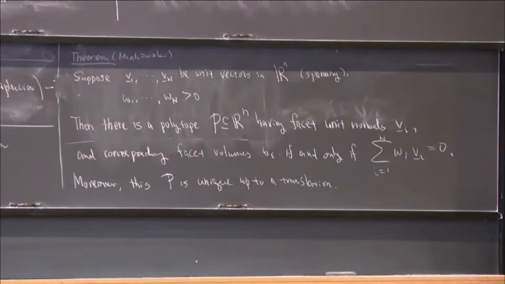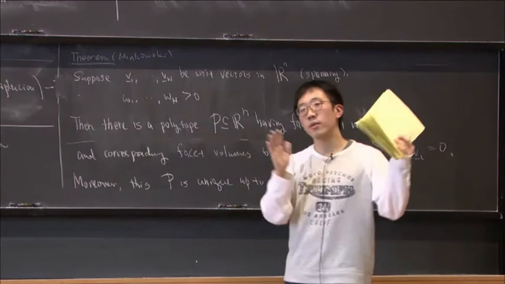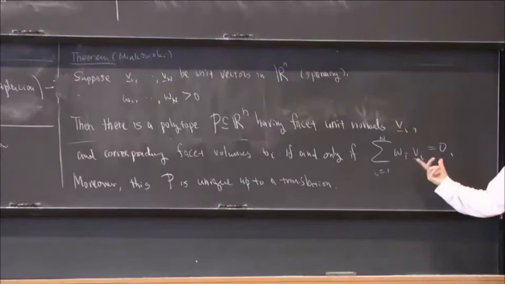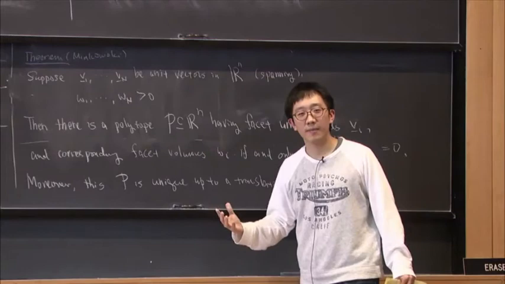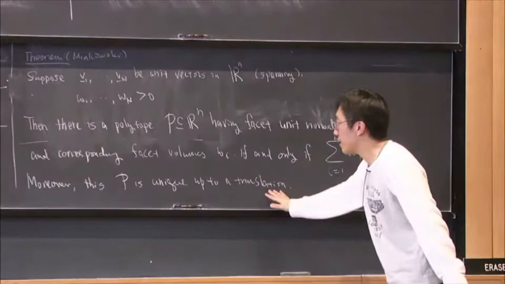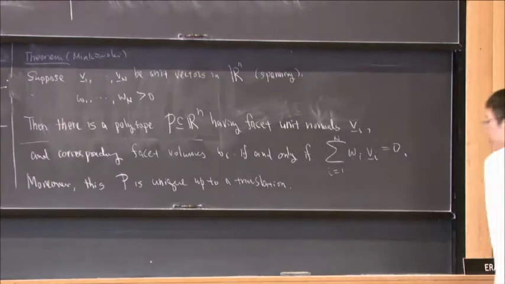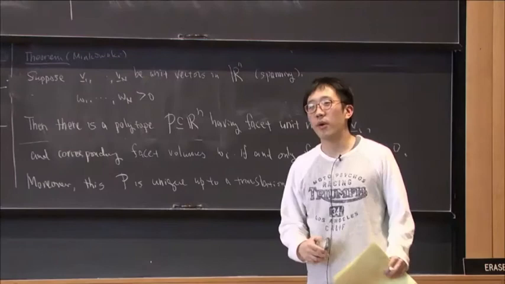So there are two assertions. If you have a polytope, full dimensional, you look at all its facet normals and compute the volumes of corresponding facets. Then you should have this. Conversely, if you are given unit normals and the weights, then you can find a full dimensional polytope with the given data. And the solution is unique up to a translation. So I would express this by saying that the study of one-dimensional tropical varieties is exactly the study of polytopes.